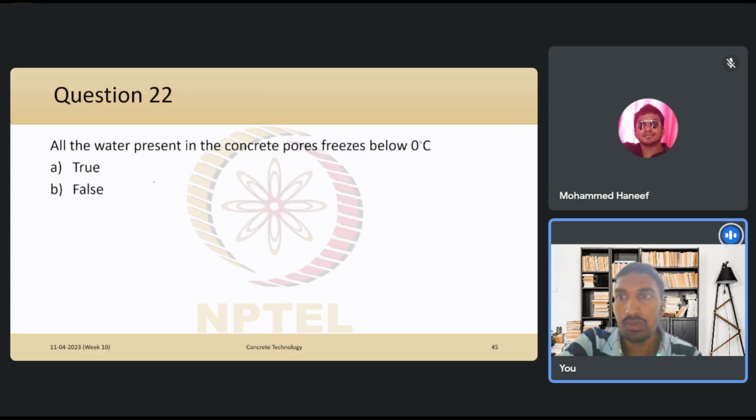Okay, question 22: all the water present in the concrete pores freezes below 0 degrees Celsius. The options are true and false.